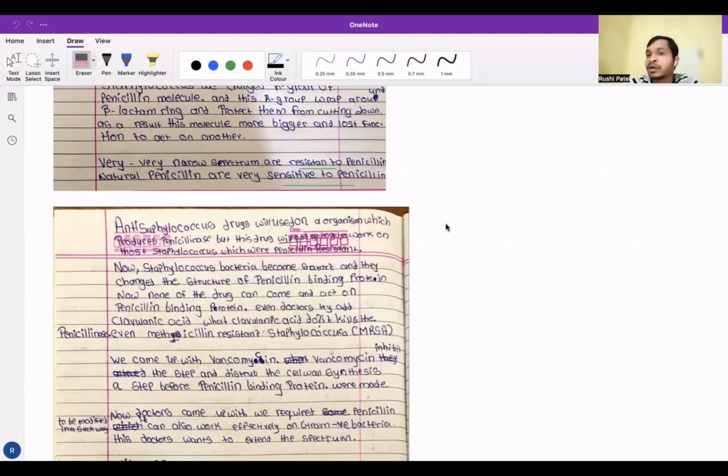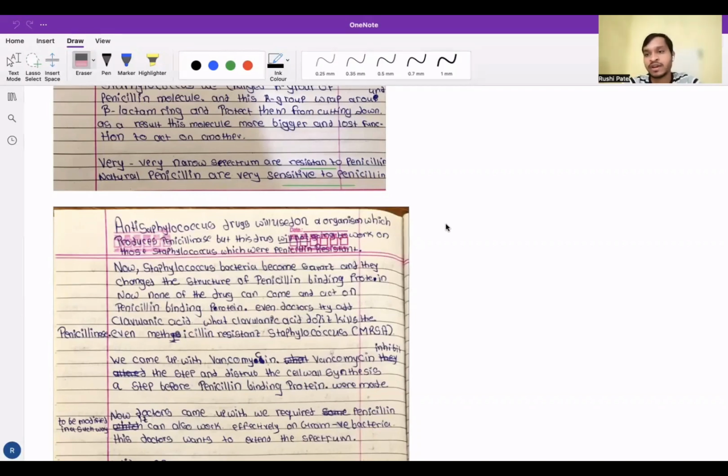Now why do we need the protection? Because the staphylococcus is releasing the penicillinase, or beta-lactamase enzyme, which cuts the beta-lactam ring, and then the drug is not able to show its function. But we were successful and we discovered these things.